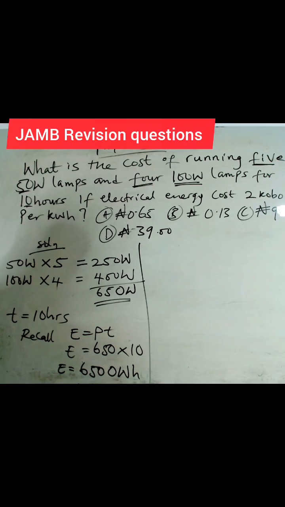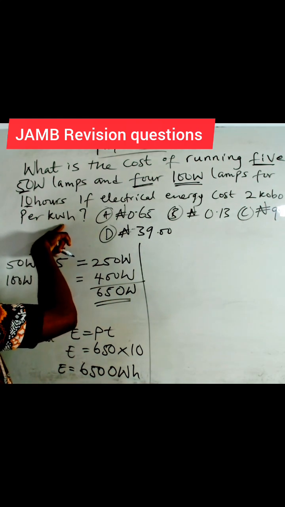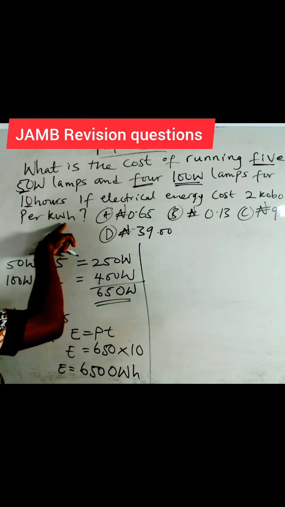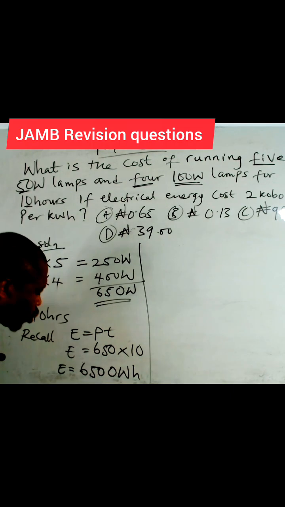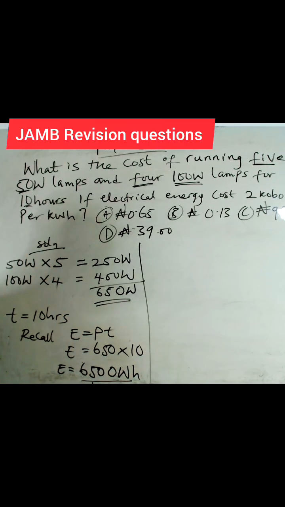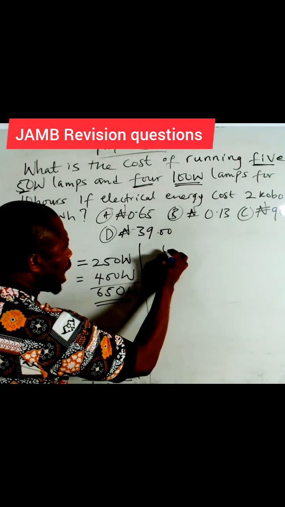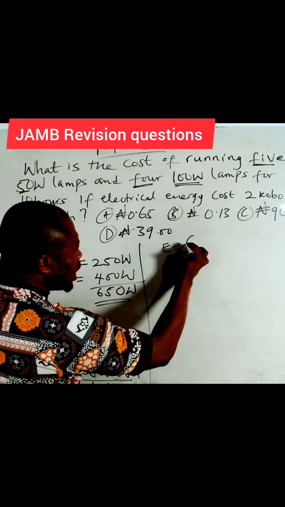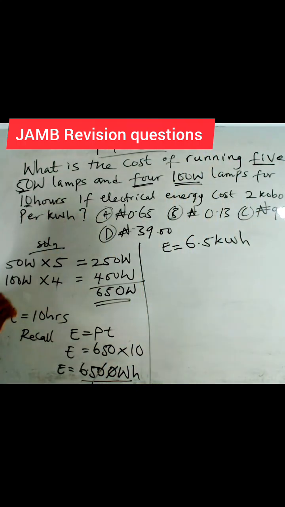At this point, the energy consumed is 6,500 watt hours, but it's not there. Remember that they said kilowatt hour. If the cost is in kilowatt hour, that means this value you have here, convert it to kilo. How do we convert it to kilo? Divide it by 1,000. These two will cancel. Therefore, the energy at that point will give us 6.5 kilowatt hours. That is the energy.